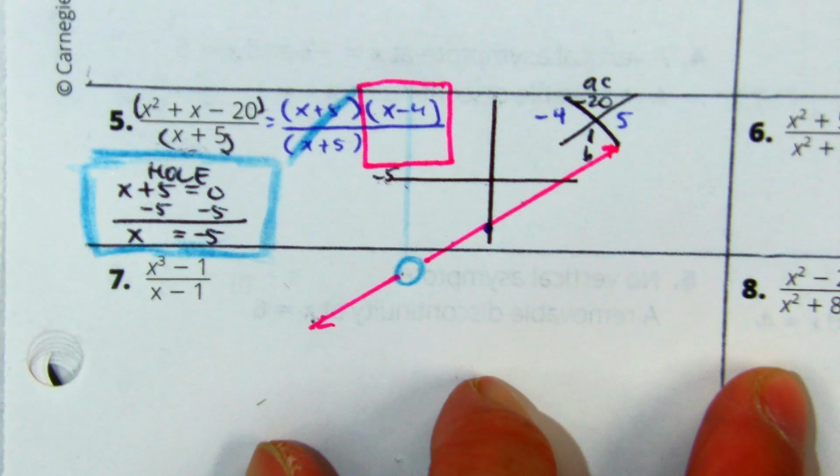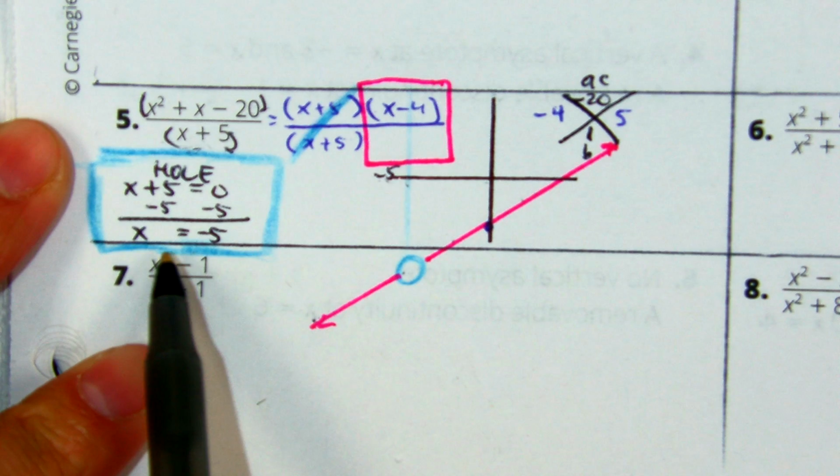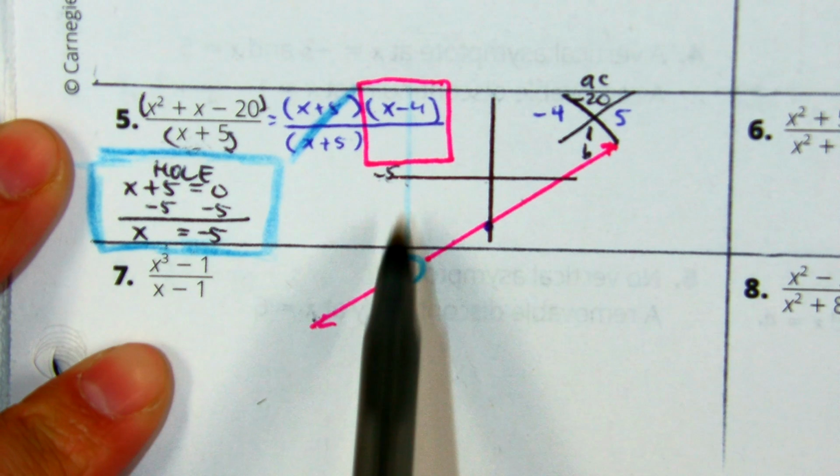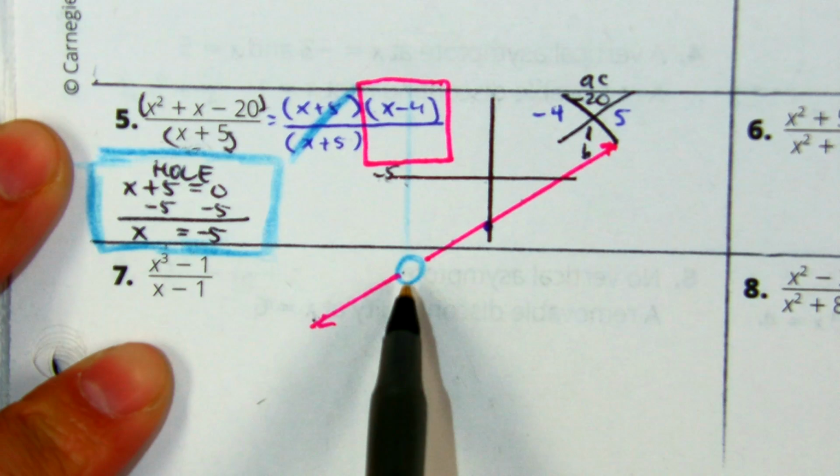So this is what our graph looks like. So what are the restrictions? There's going to be a restriction at x equals -5. It's a removable hole. It is not a vertical asymptote.